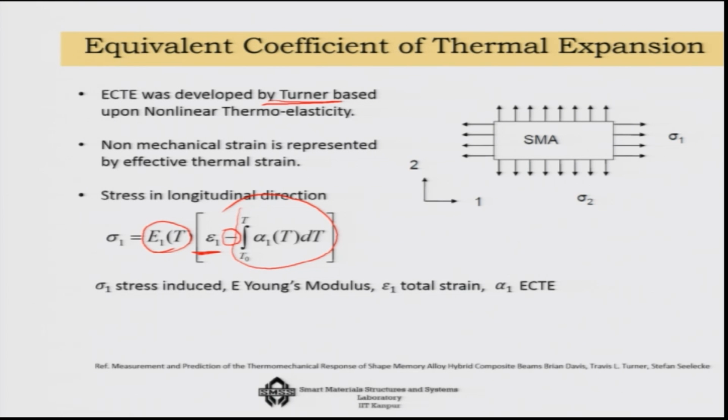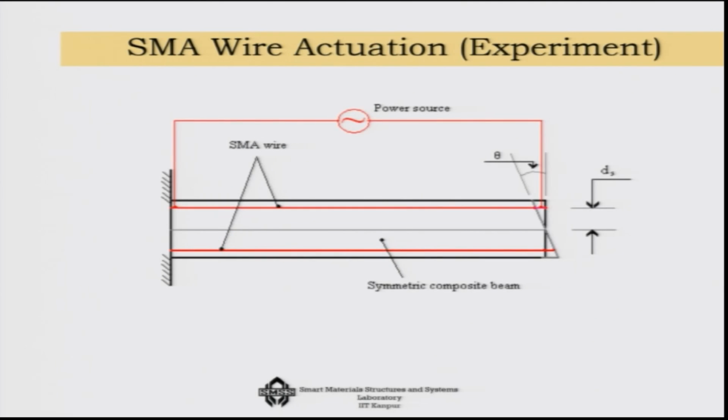So, by using this kind of an alpha, which is known as the equivalent coefficient of thermal expansion, ECTE, you can actually model the relationship. So, that is another easier way, but this alpha you have to determine experimentally. Now, I will show you one such experiment.